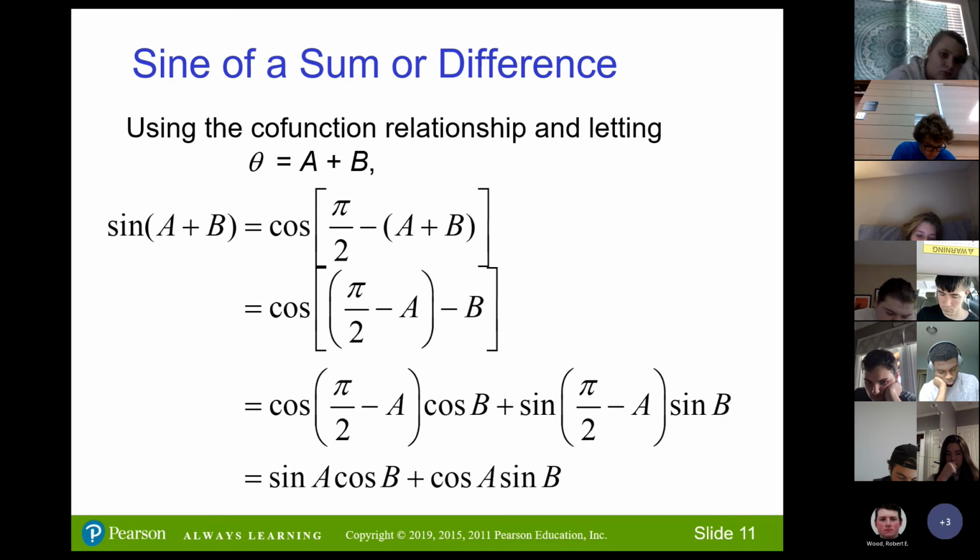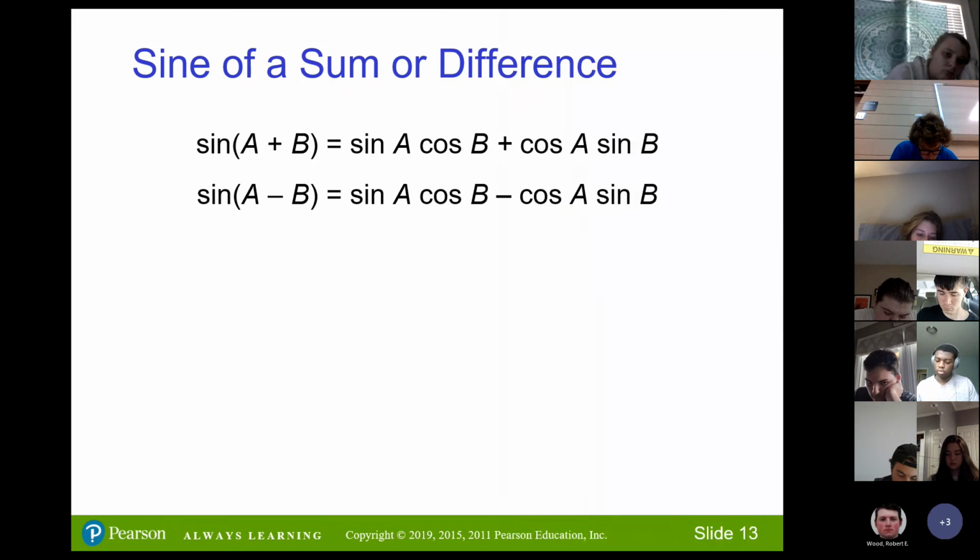But as you can see, sine of a plus b is going to be sine cos cosine sine, or sine cos cos sine. However you want to memorize it. Let me just bypass this right quick. There you go. So the sine of a plus b is equal to sine cos cos sine, and a minus b is sine cos minus cos sine. Now you don't have to memorize the sign because the sign goes with the identity. Plus, plus, minus, minus.